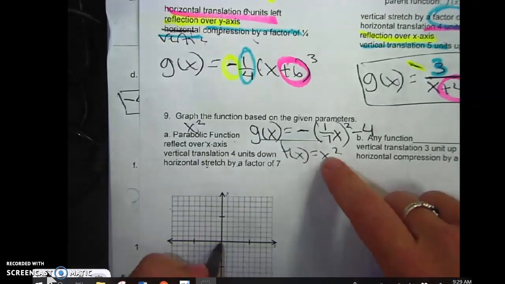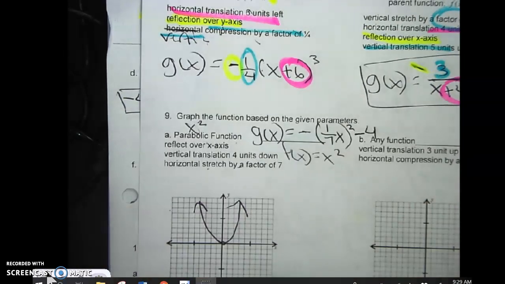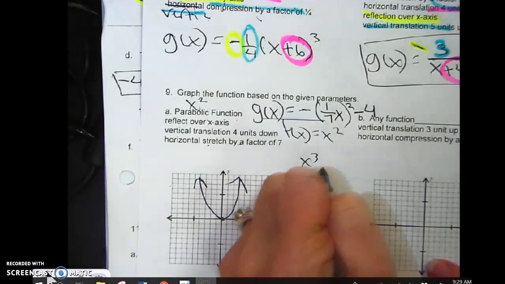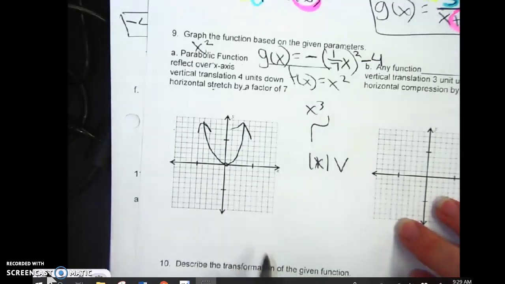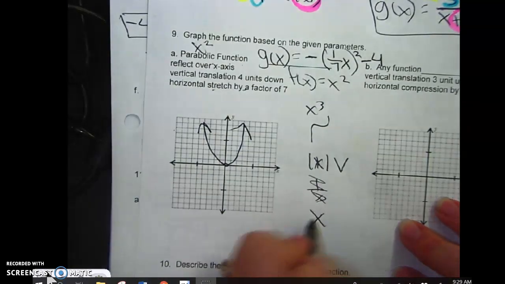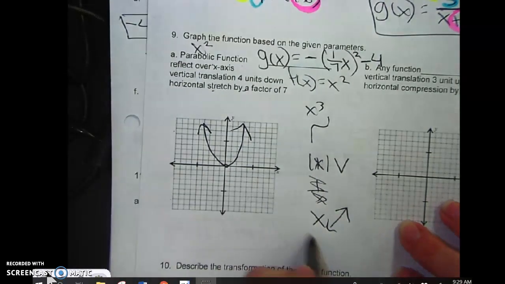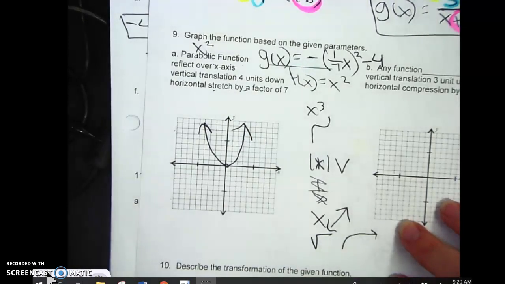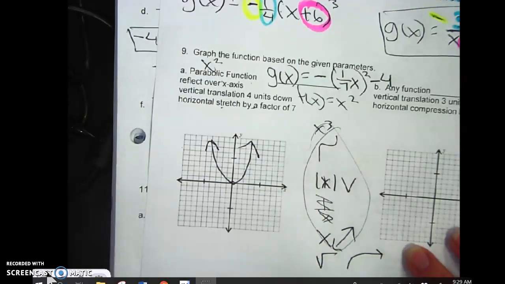So graph the original, makes a U. And as a side note, if it was x cubed, it would be a squiggle. If it's absolute value, it would be a V. I will not give you this one, that's too crazy. If it was an x, it would be a line. And if it was a square root, it's that one. Okay? I'm probably going to give you a basic one. One of these ones sound good, or that one.